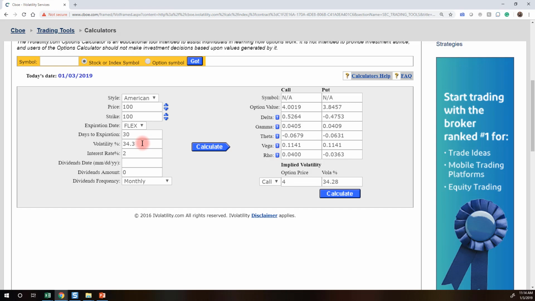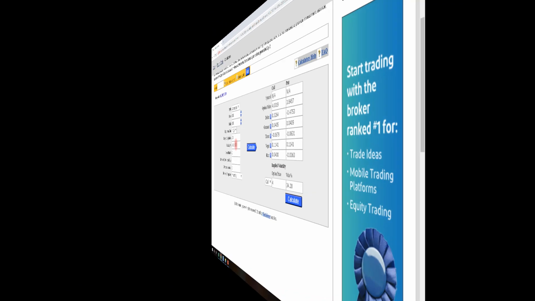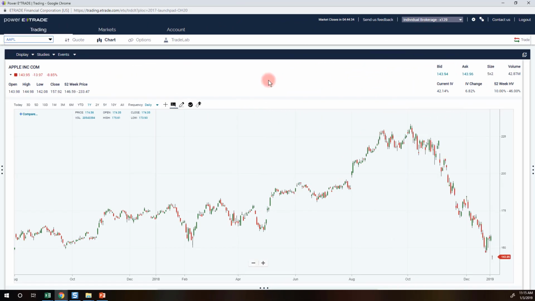Well, let's go over to the E-Trade platform and take a look. Here we are in the E-Trade platform, and let's take a look at Apple trading down about 14 points, almost 9%. This is the day after they came out with the news about the earnings warning, with the sluggish sales on iPhones and the watches. So trading down quite a bit, but let's say that we wanted to buy or even sell options on Apple. Is it a good time to do it? Are they relatively cheap or relatively expensive?